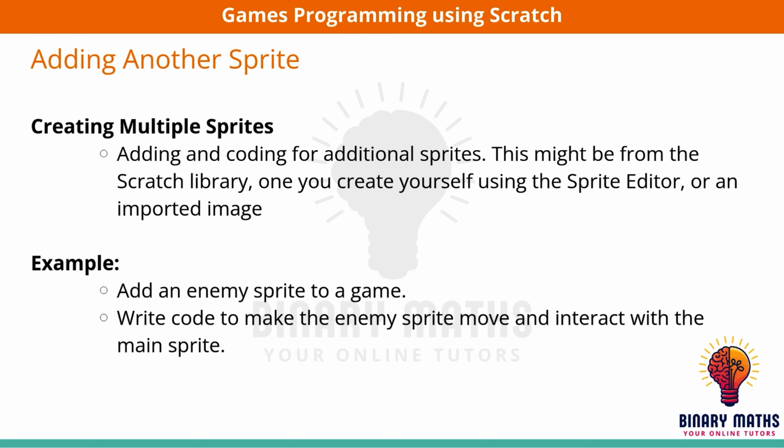You can also program the bat to change direction when it hits the edge of the screen, or when it collides with the main sprite. Another example is adding a coin sprite that the player can collect to increase their score.